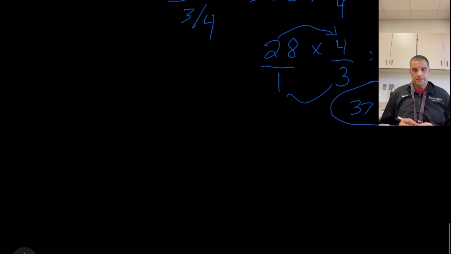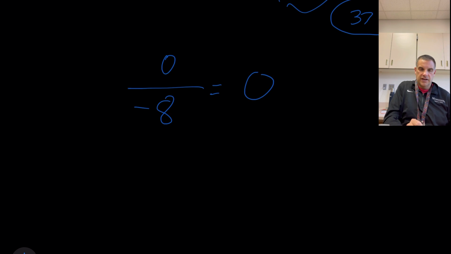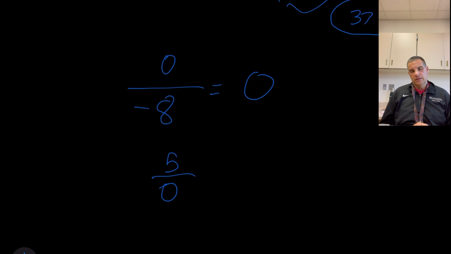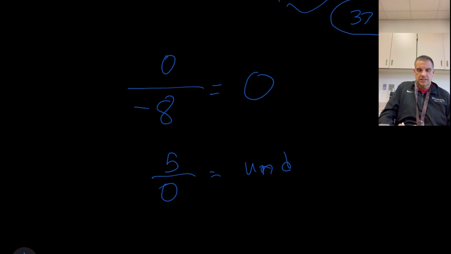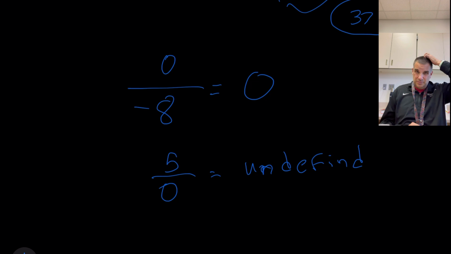So that's dividing. A couple other things as far as dividing goes. If you take 0 divided by something, that's okay. The answer is just 0. What you can't do and what mathematically we're not allowed to do is we're not allowed to divide by 0. You can't divide by nothing. So if you get this, this is undefined. Okay, so that's kind of that undefined piece of the world.